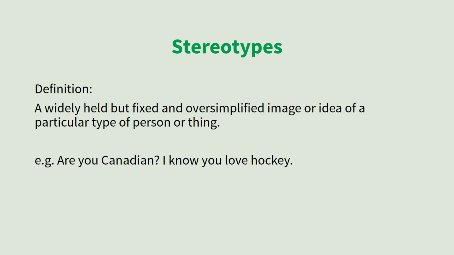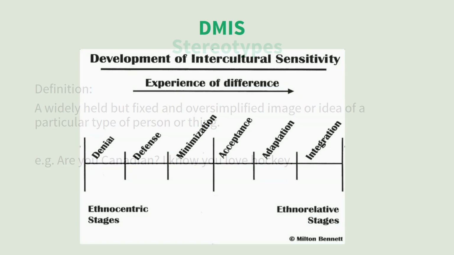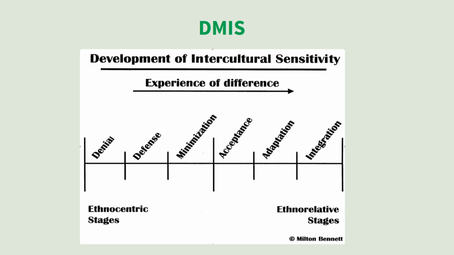In the next few slides, we will look at how people experience and navigate cultural differences by using the DMIS. DMIS stands for Developmental Model of Intercultural Sensitivity, and there are 6 stages. Denial, defense, and minimization orientations are considered ethnocentric stages, and acceptance, adaptation, and integration orientations are considered ethno-relative stages. Stereotypes, which we discussed earlier, come from ethnocentric worldviews.